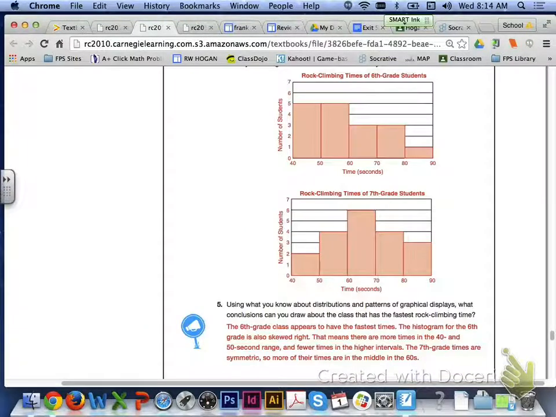If we take a look at the answer to number 5, the 6th grade class appears to have the fastest times. This means that there are more times in the 40 and 50-second range and fewer times in the higher intervals for the 6th graders. The histogram for the 6th grade is also skewed right. The 7th grade times are symmetric for the distribution. You can see that more of their times are in the middle in the 60s.